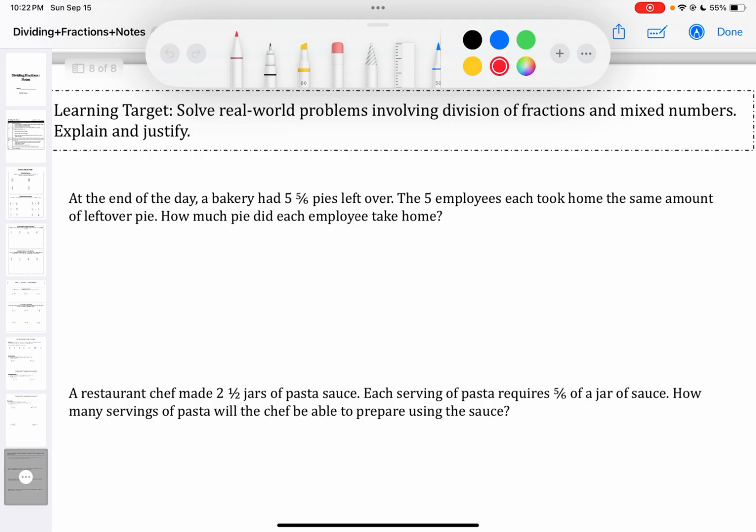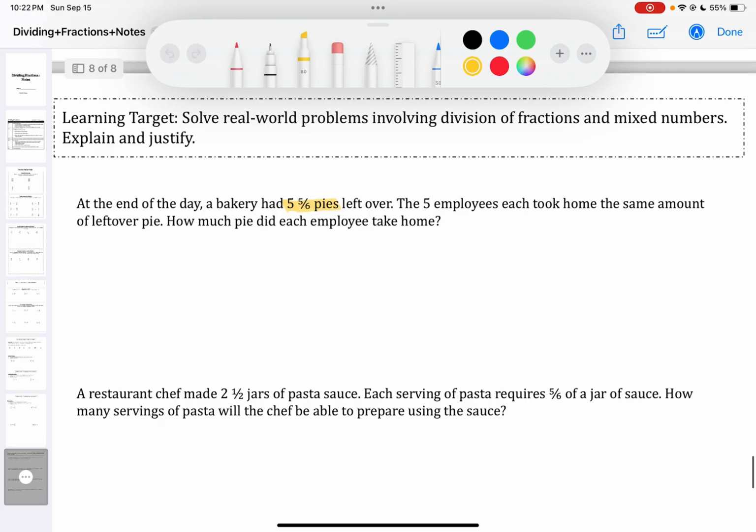At the end of the day, a bakery had 5 and 5/6 pies left over. The 5 employees each took home the same amount of leftover pie. How much did each employee take home? So with word problems, you want to make sure that you go through and highlight the important parts of the word problem. I know 5 and 5/6 of a pie, and then 5 employees each.